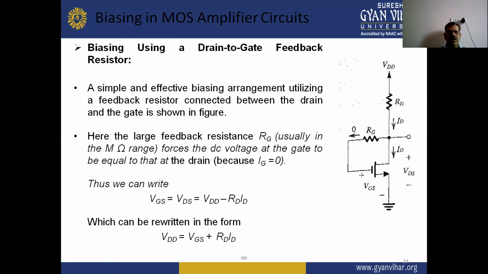Next is biasing using a drain-to-gate feedback resistor. In this circuit diagram, a simple and effective biasing arrangement utilizes a feedback resistor connected between the drain and the gate, as shown in this figure. Here the large feedback resistance RG, usually in the megaohm range, forces the DC voltage at the gate to be equal to that at the drain terminal because IG equals 0. Thus we can write VGS equals VDS equals VDD minus RD ID, which can be rewritten in the form VDD equals VGS plus RD ID.